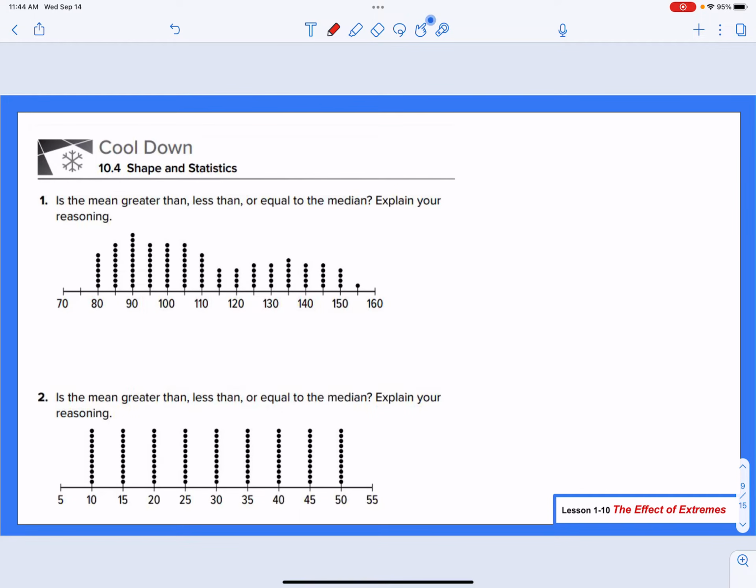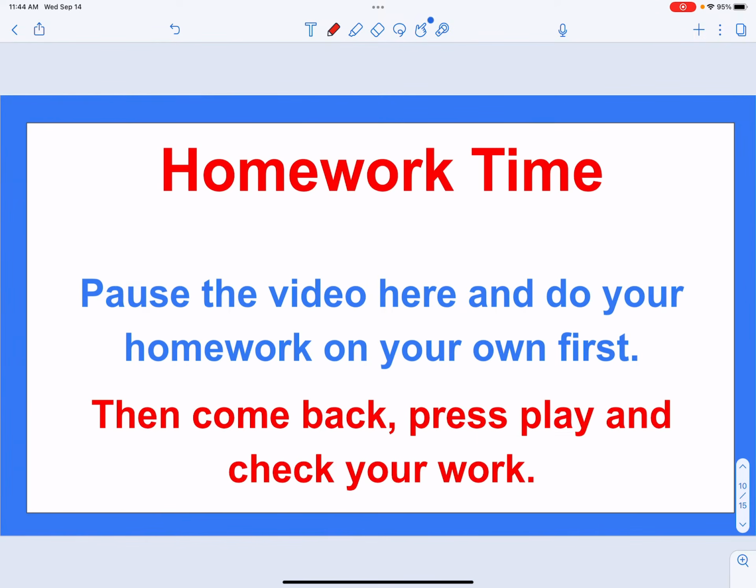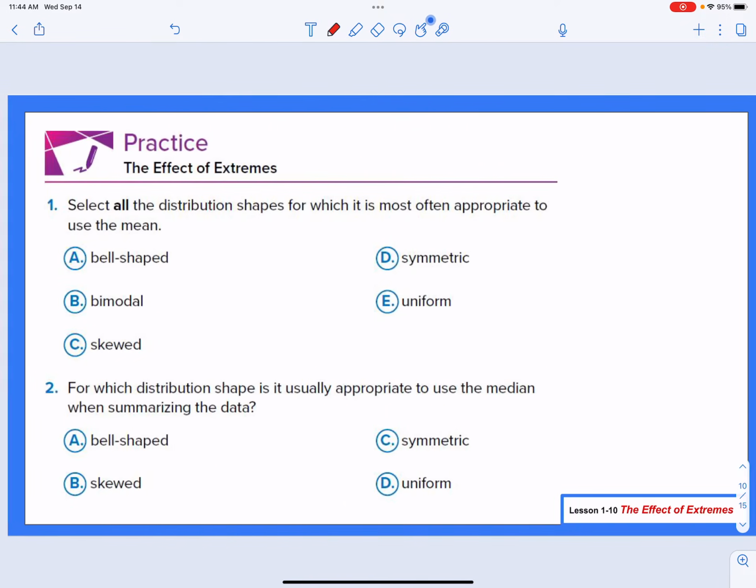Okay, so here's your cool down for the day. So look at that, work on that, and share it with your teacher to make sure you're understanding what you're doing today. And then we're going to move on to our homework. Make sure you've done your homework before you're checking it out here, and press play when you're ready to see if you're getting it or not.